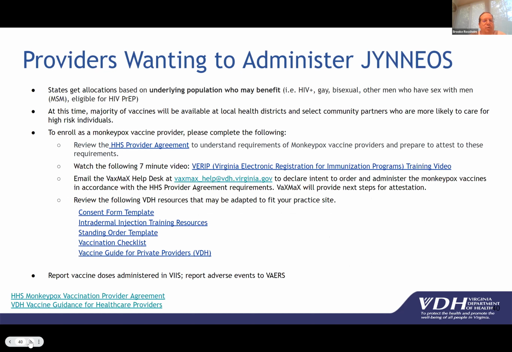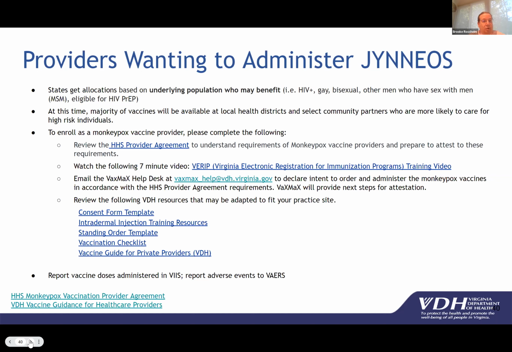So if you are a provider who wants to administer Jynneos, I won't read through the whole slide, but there are a number of things that you need to do. Right now, Jynneos is mainly being administered by the health department, but we would certainly like to get other providers on board with administering Jynneos vaccine.